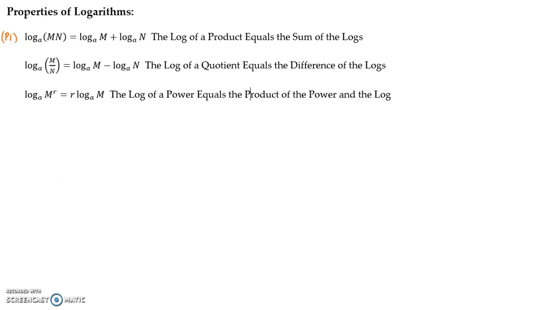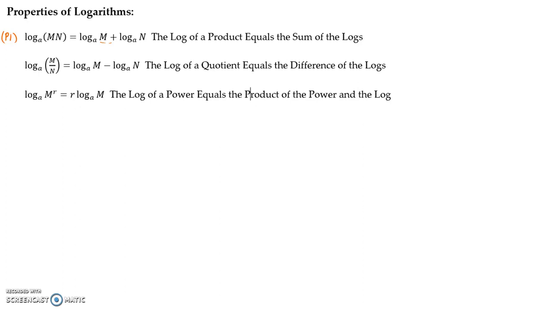If we have log base a of two things that are being multiplied, so we have m times n in this case, we can actually go ahead and break this apart into two log statements where we are adding them together. So we're going to get log base a of m plus log base a of n.